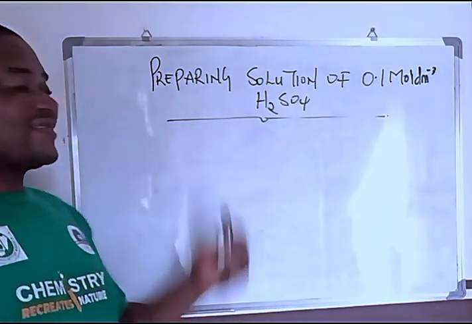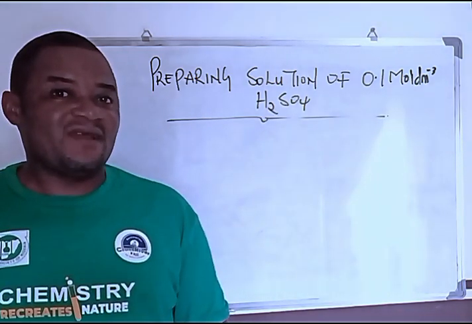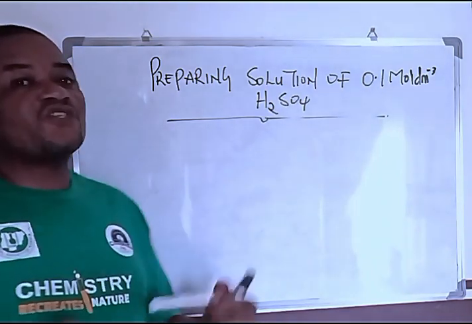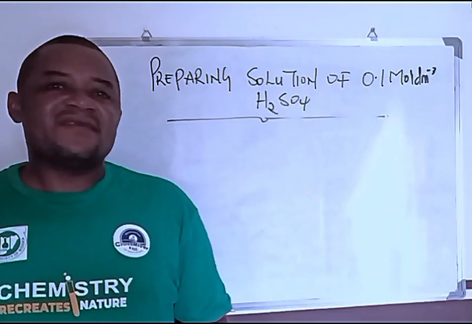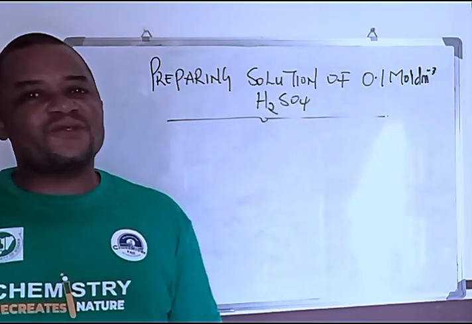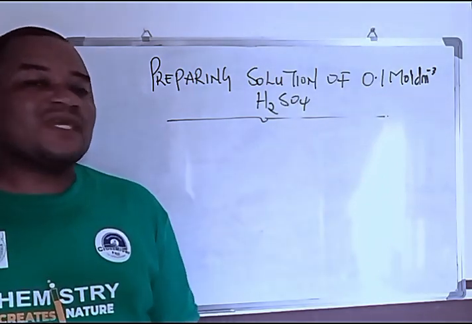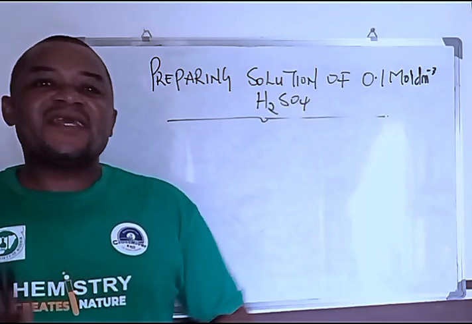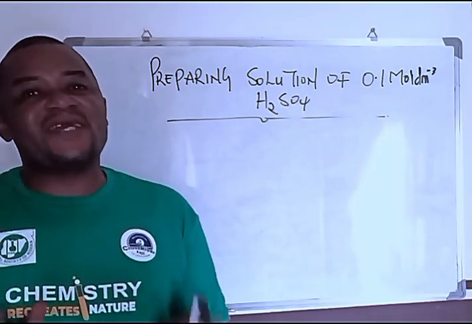Again, sulfuric acid is hygroscopic, that is, it absorbs water from the atmosphere. So if sulfuric acid can absorb water from the atmosphere, then in the process of preparation you might also not be able to get the exact concentration. These are the reasons why using the direct approach in preparing a standard solution is a problem. So the indirect approach is what we always adopt, and that is what I'm going to take us to right now.